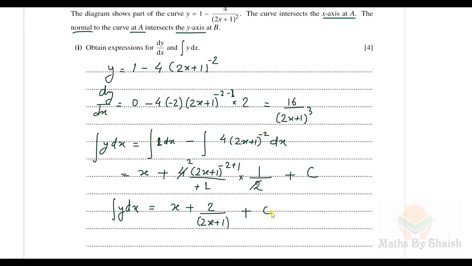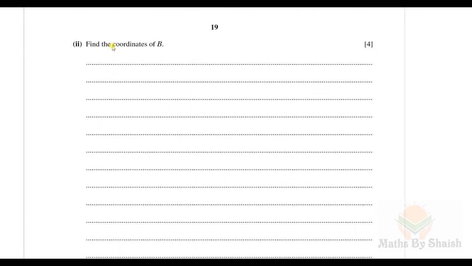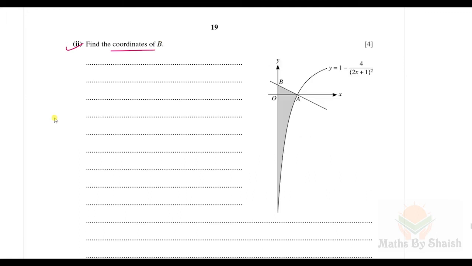In the second part, find the coordinates of B. So let me bring the figure here. So here we need to find the coordinates of B. We know that the x coordinate we can directly write is 0, and the y coordinate we need to find.